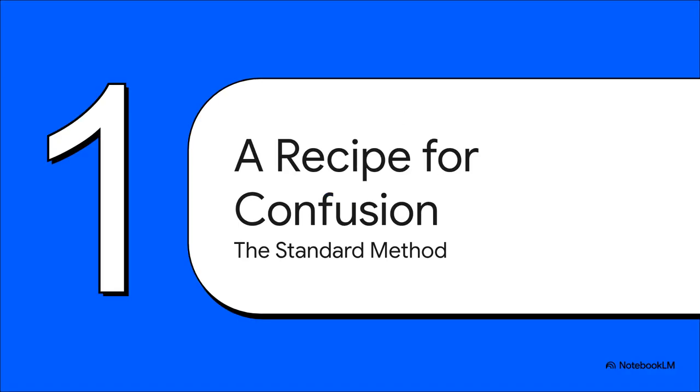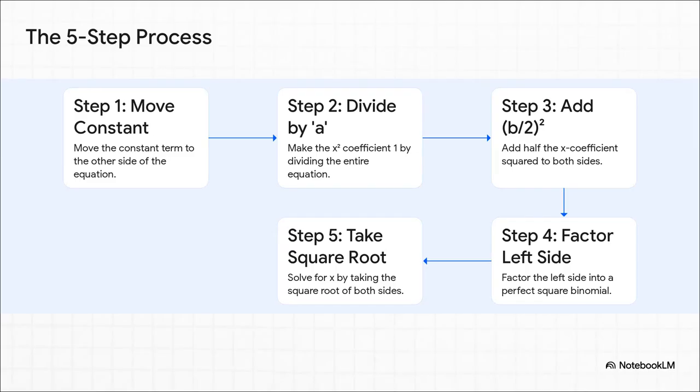So, first things first, let's look at what usually causes all the headache, the standard, step-by-step recipe that you're just told to memorize in class. Yeah, you know the drill. You're given this 5-step process. Okay, first, move the number without a variable over to the other side. Fine. Then, make sure the x squared term has a 1 in front of it. Got it. Then, you're told to take half the middle number, square it, and add this magic number to both sides. Then you factor, and somehow, it just magically becomes a perfect square, and you solve from there.